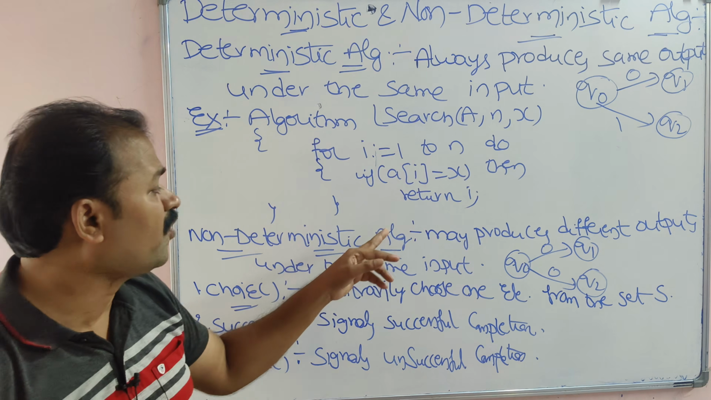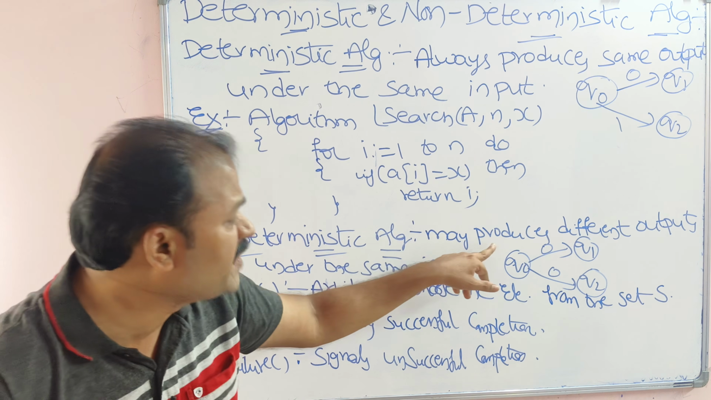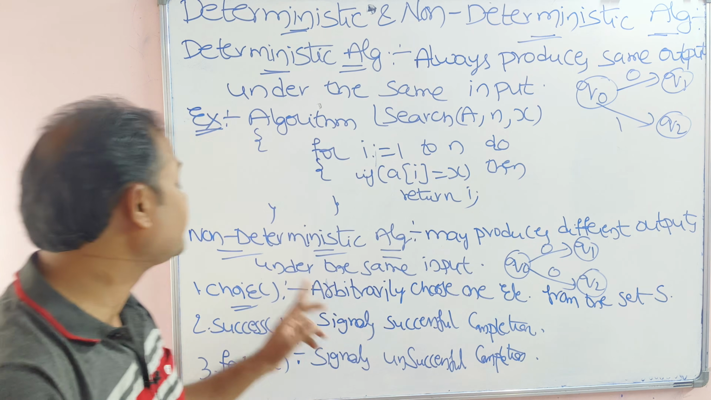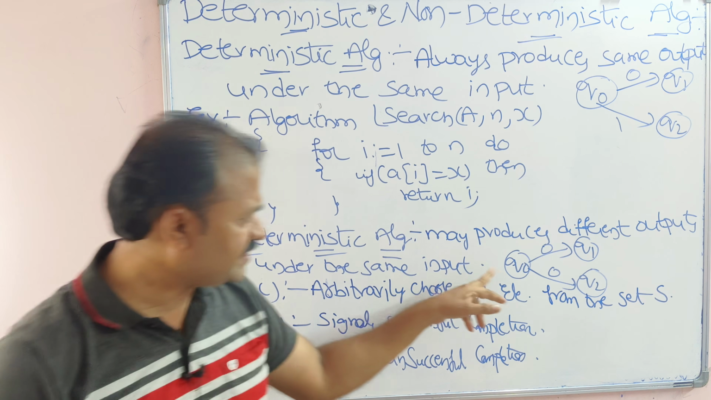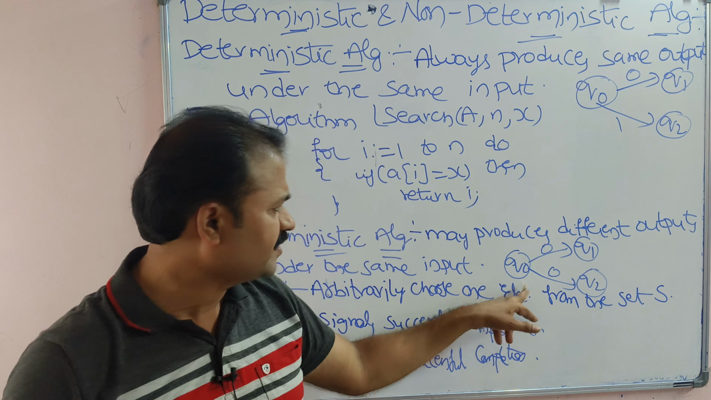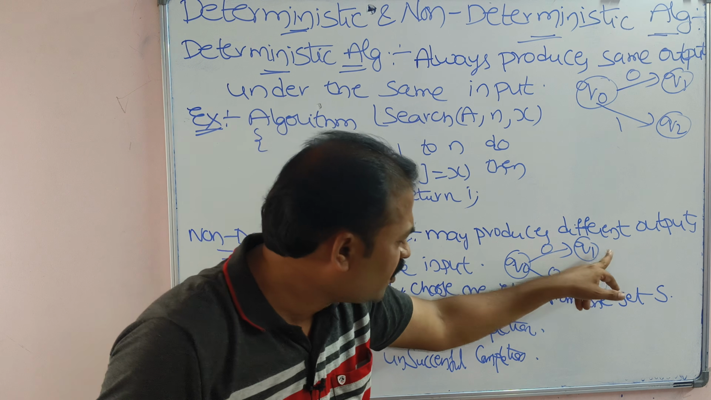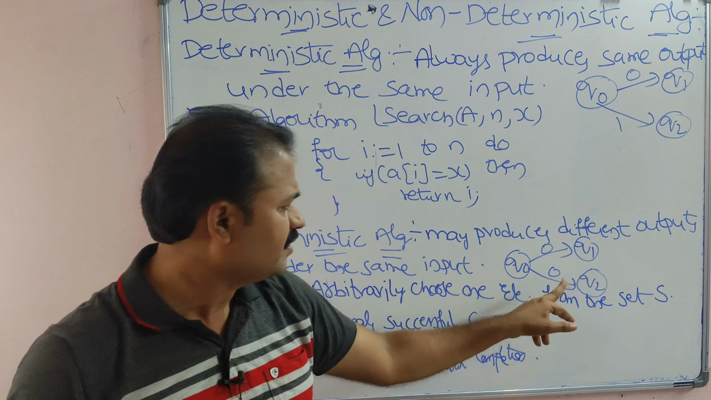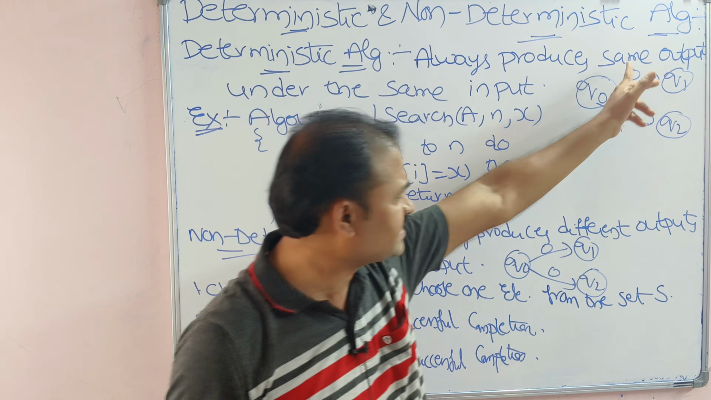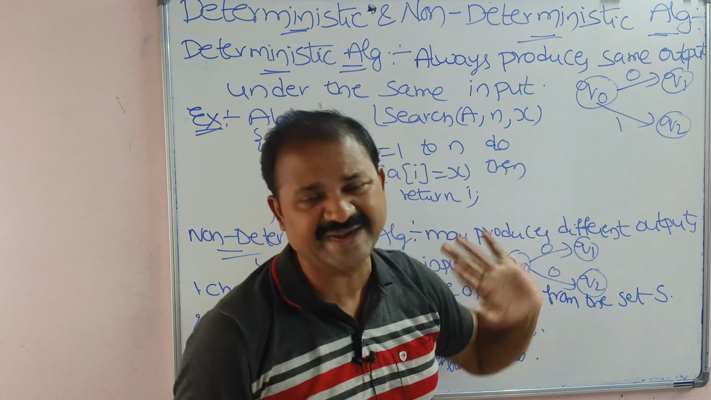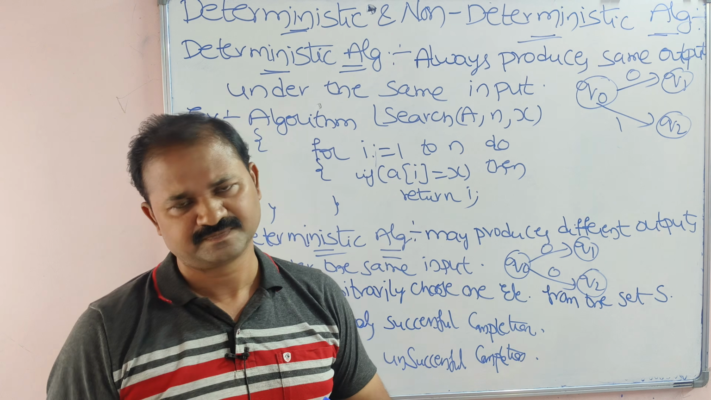Now let's see what a non-deterministic algorithm is. Non-deterministic means it may produce different outputs under the same input. So here the source state is Q0. On applying 0 on Q0, it may produce the Q1 state or it may produce the Q2 state. In the earlier example the inputs were different, but if you see here, the inputs are the same.